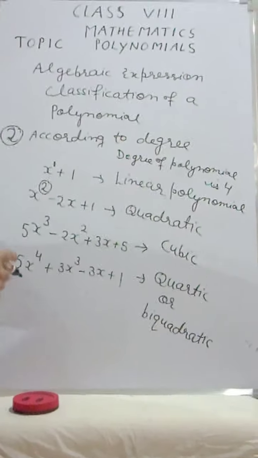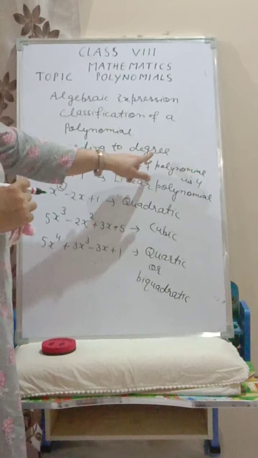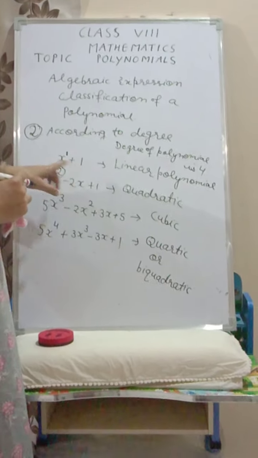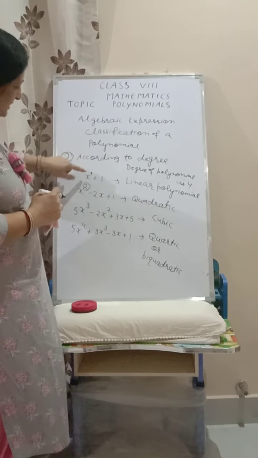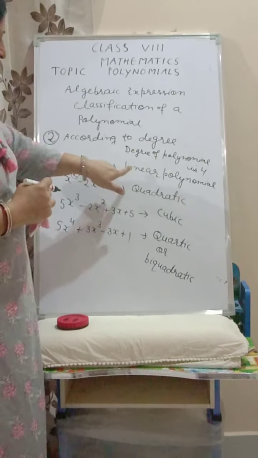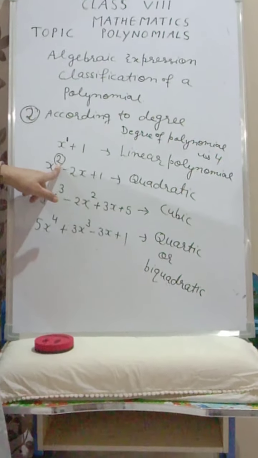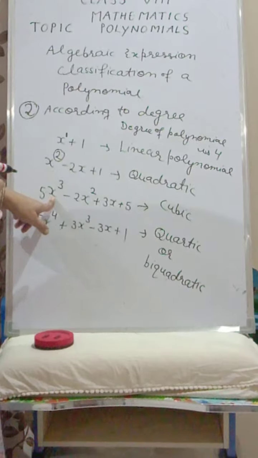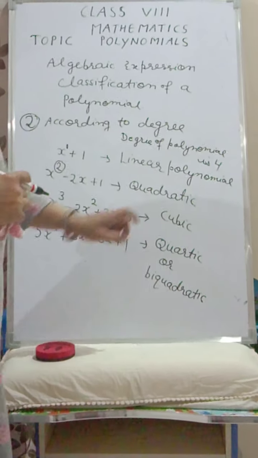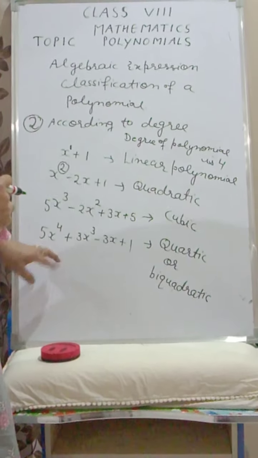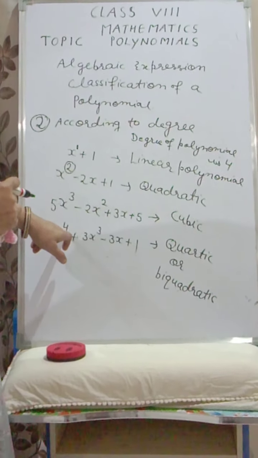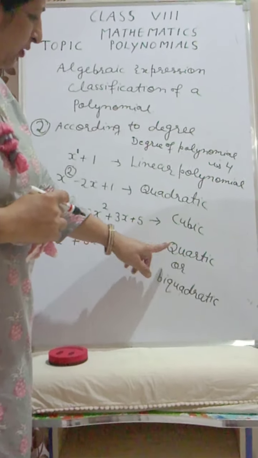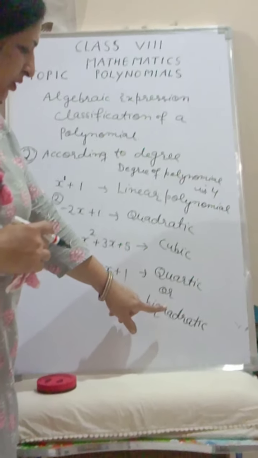In this classification, you have to look at the highest degree, not the terms. Here terms are 2, but the highest degree is 1. The polynomial is called linear. Highest degree is 2, the polynomial is called quadratic. Highest degree is 3, the polynomial is called cubic. And when the highest degree of the polynomial is 4, then the polynomial is called quartic or biquadratic.